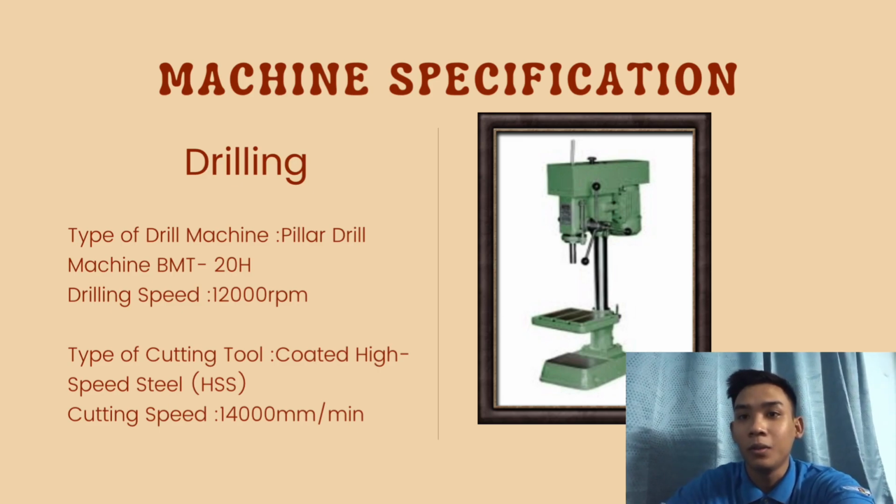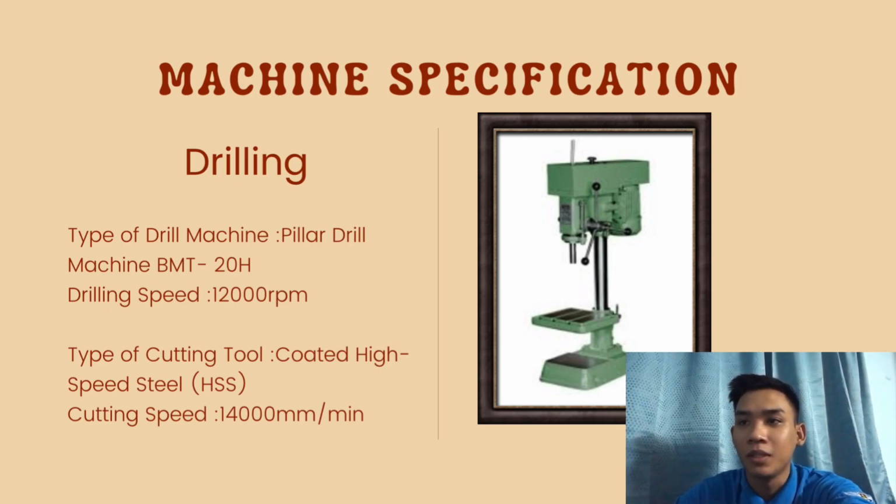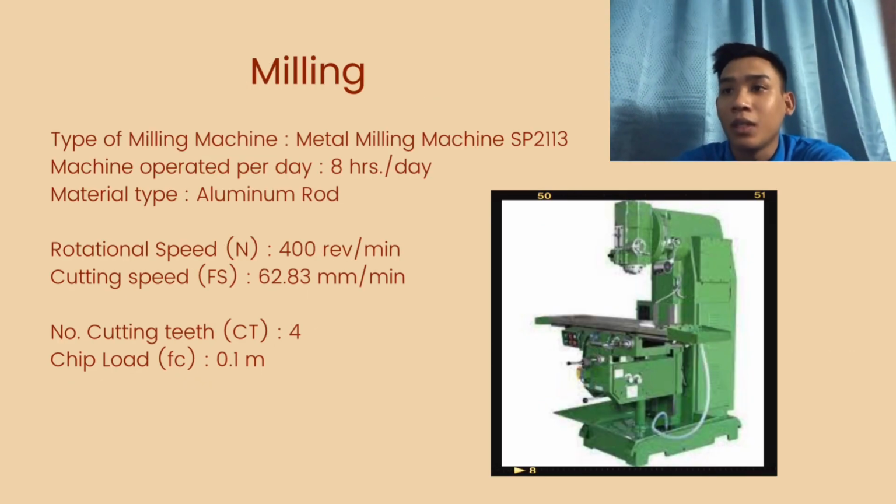Hi, today I want to present about the machine specification. For drilling, the type of drill machine is a pillar drill, and the machine is BMT 20H. Our drilling machine has a drilling speed of 12,000 revolutions per minute, and the type of cutting tool is coated high speed steel. We use high speed steel, and the cutting speed is 14,000 mm per minute.